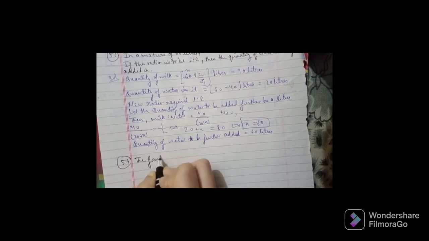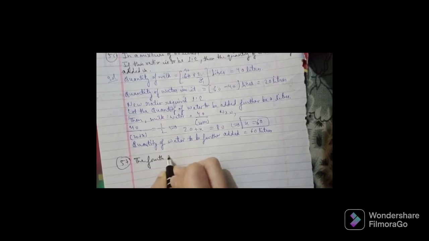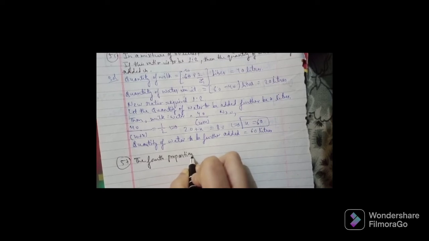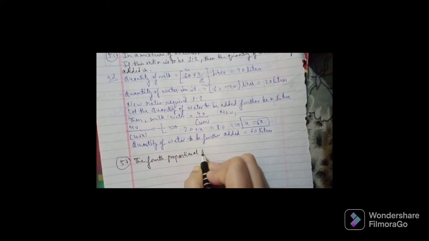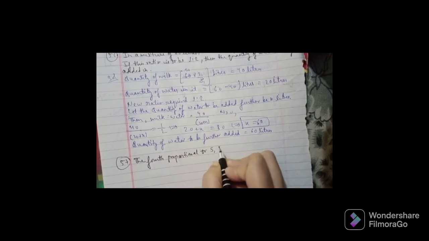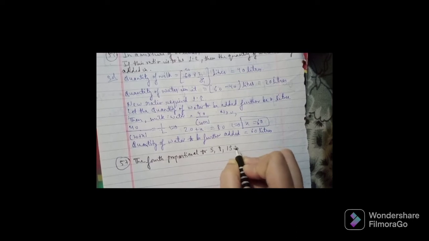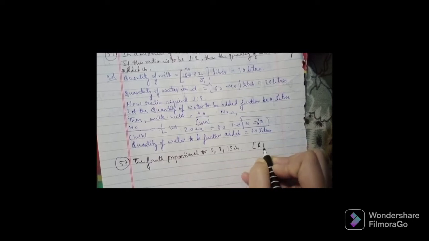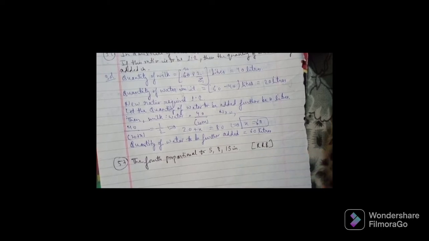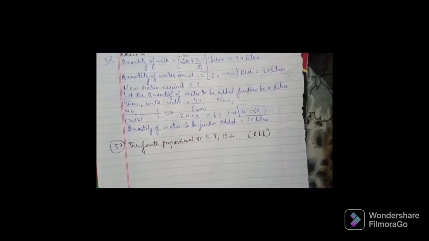The fourth proportional to 5, 8, 15 is, this has been asked in the RRB examination paper. The options are 18, 24, 19, 20 and 21. So we go for the same and we'll find it out. And here we go.